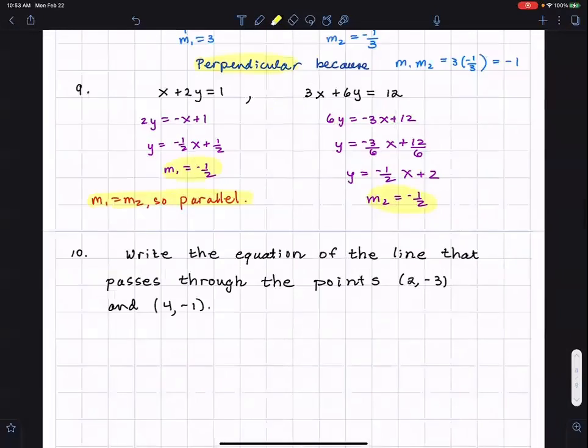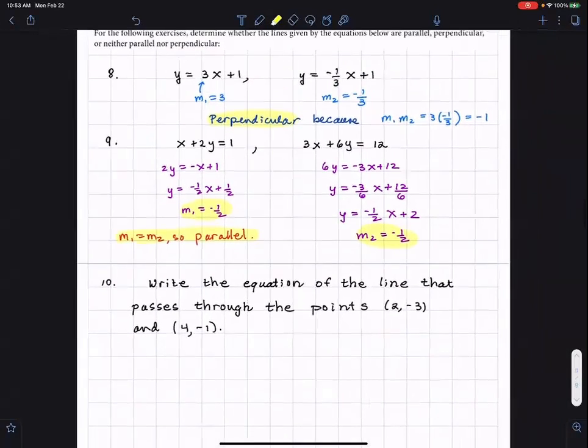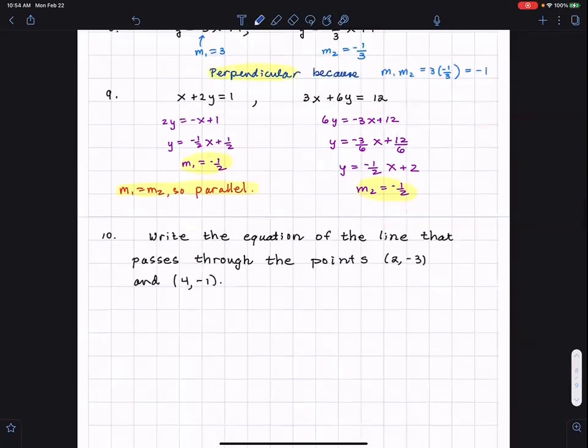Now let's find the equation of a line that passes through these 2 points. We could sketch the graph, and that might actually make the whole thing go really quickly, but I'm going to do the whole thing algebraically. I'm going to first find the slope. Slope is rise over run.